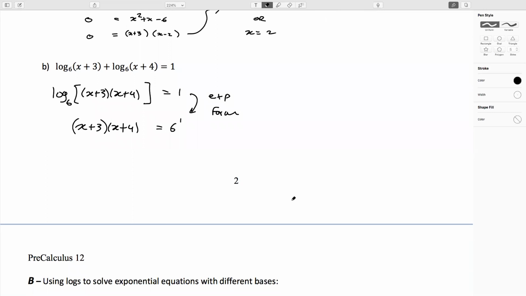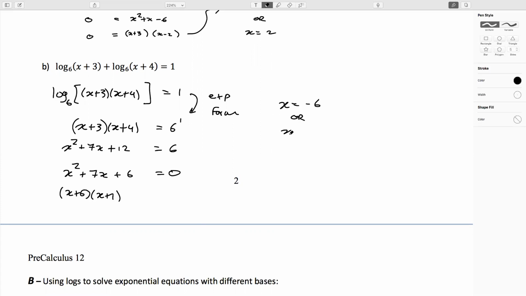We have to FOIL our brackets out, so x squared plus 4x plus 3x, which is 7x, plus 12 equals 6. We have to move the 6 back to the left-hand side, so x squared plus 7x plus 6 equals 0. And we can factor this. Two numbers that add to 7 but multiply to 6, that would be x plus 6 and x plus 1. 6 plus 1 is 7, 6 times 1 is 6. And so now we've got two options. We can have either x equals -6 or x equals -1.